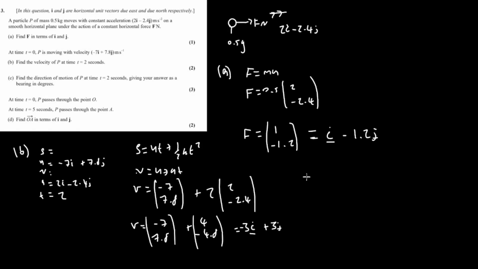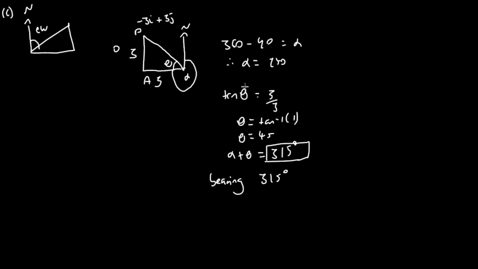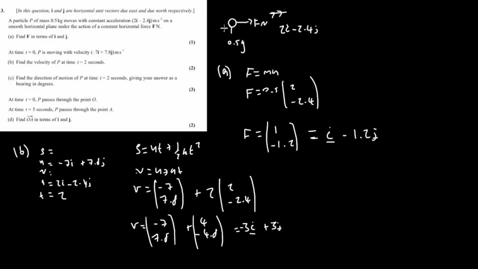And then part D, find OA in terms of i and j, given that at time t equals 5 seconds, P passes through the point A. This one's going to be even easier. It's literally just another suvat. So we'll say this is part D. I want that t is 5. So I'm just going to have another suvat. And if you remember, this one's asking for a distance. So the only ones that I like to use are s equals ut plus a half at squared, or v equals u plus at. This one's given me distance, and I already have u, a, and t, so I'll just use that.